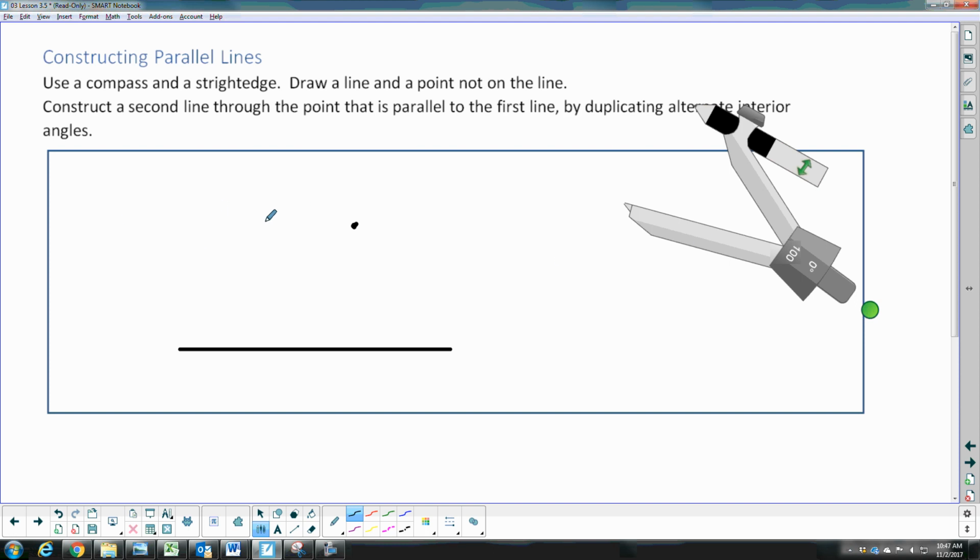Now, there's only ever one parallel line that goes through a specific point. So to one line, there's only one other parallel line that goes through a specific point. So this is the only line that's going to be parallel to this line that we just drew that goes through that point. And we're going to do that by duplicating alternate interior angles. That's one method. So in order to have alternate interior angles, though, we need a transversal. So draw a transversal. It doesn't matter where it is, except that it has to go through that point.